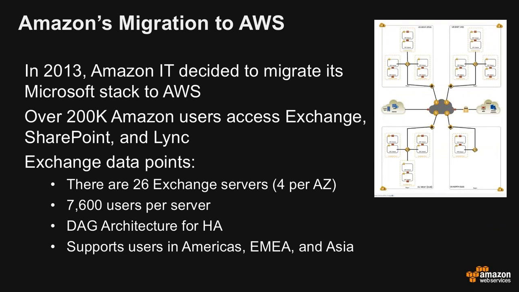At AWS, we believe that we should be using our own technology. In 2013, Amazon IT decided to migrate its Microsoft stack to AWS. Over 200,000 Amazon users requiring access to Exchange, SharePoint, and Lync were migrated into AWS. So just to give you some data points on the scale of this migration: 26 Exchange servers, 4 per availability zone, 7,600 users per server. DAG architecture was used for high availability, and this now supports users of Amazon in the Americas, EMEA, and Asia, which is a good portion of Amazon's global footprint.